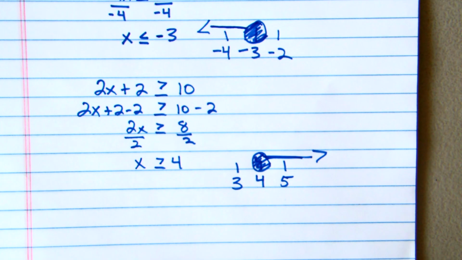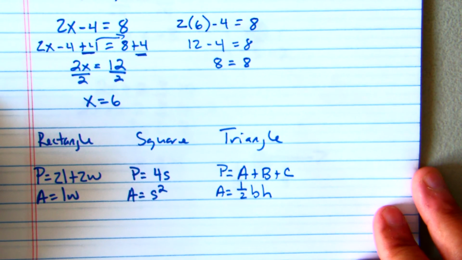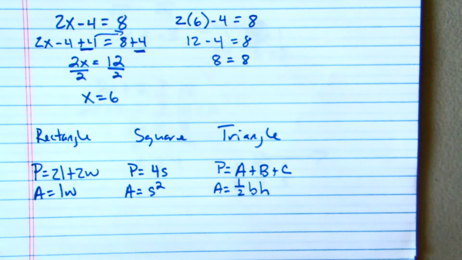But that's it. Know how to solve one- and two-step equations. Know how to solve one-step inequalities. And for bonus, two-step inequalities, know how to graph the inequality. Also know your area and perimeter formulas for triangle, rectangle, and square. How to work them when I give you the area and look for a dimension, or when I give you the dimensions and ask for the area. That is chapter 3, and that's it.